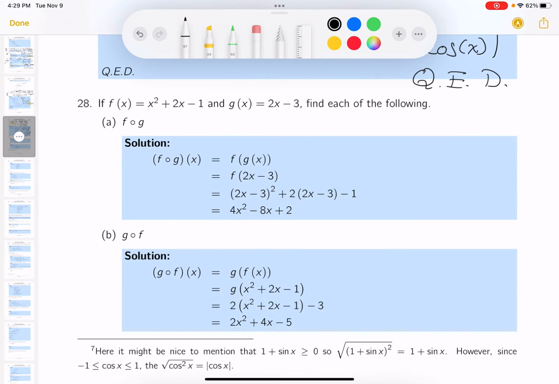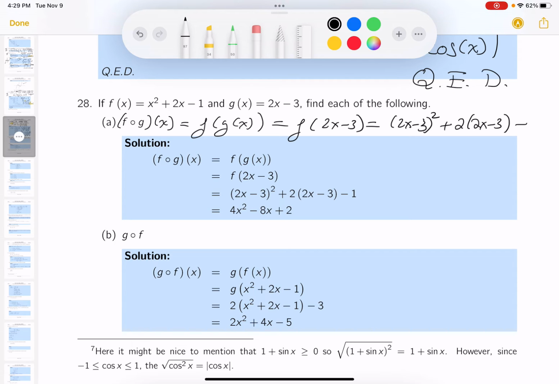All right, this one is a composition. Compositions can be difficult. They're asking for domain, but it appears they're not asking for a domain over here. I want to point out f of g of x. What does it stand for? F of g of x. What's g of x? Well, let's write this down. It's 2x minus 3. What does f do to that? It squares it. It adds twice that. And then it subtracts 1.